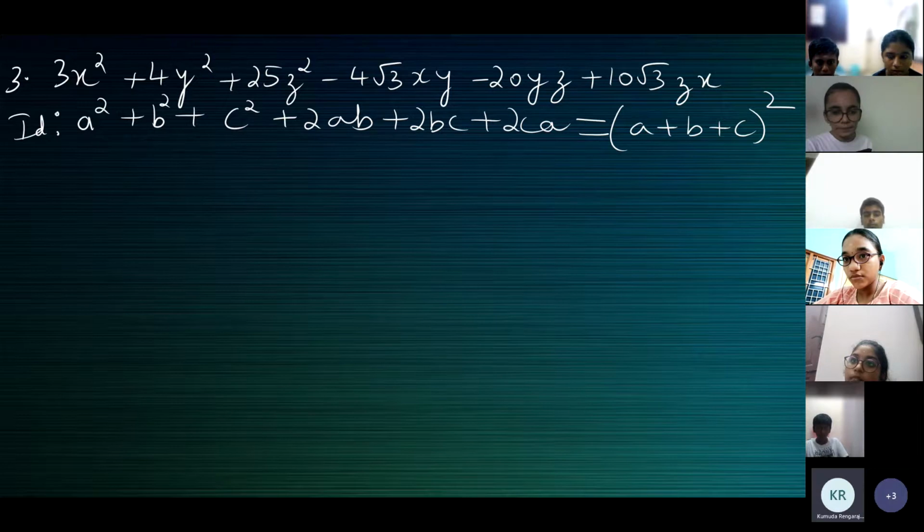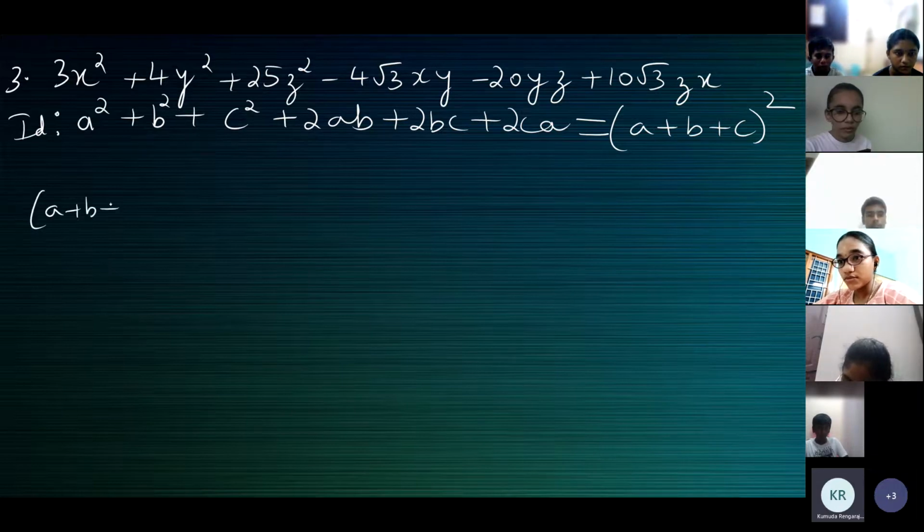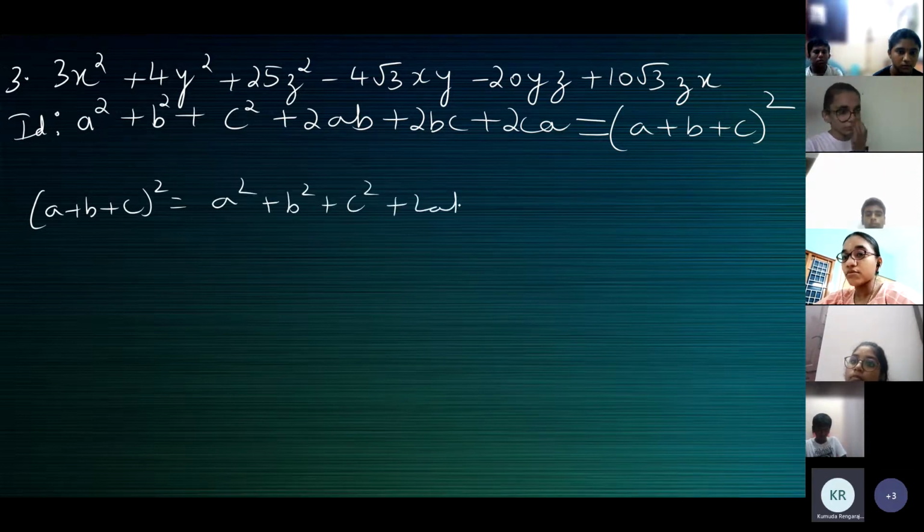So you will say the identity is (a plus b plus c) the whole square is equal to a square plus b square plus c square plus 2ab plus 2bc plus 2ca.